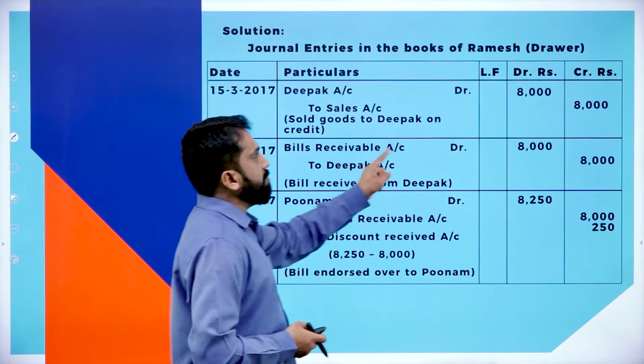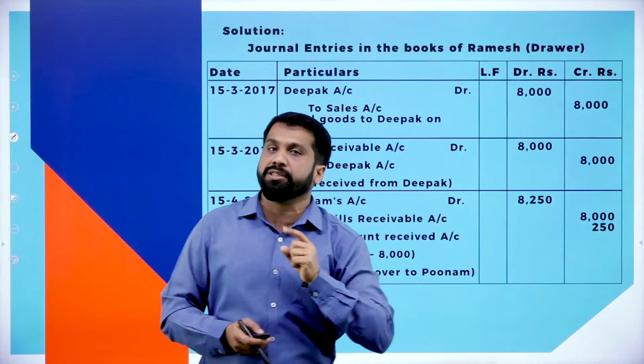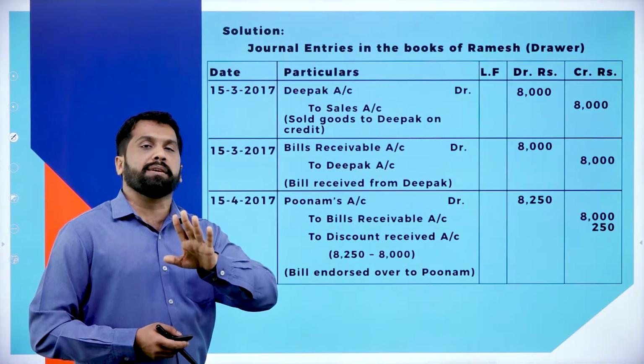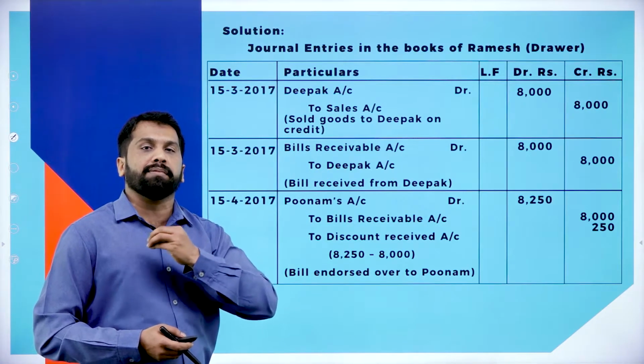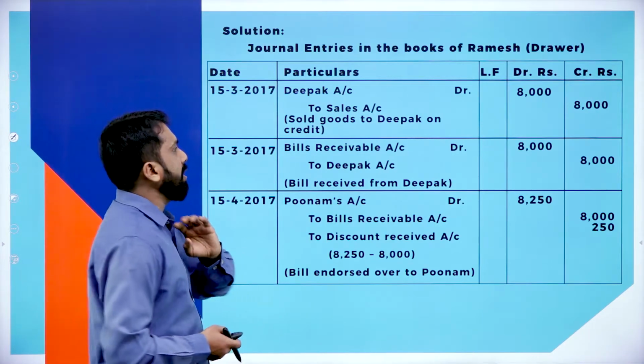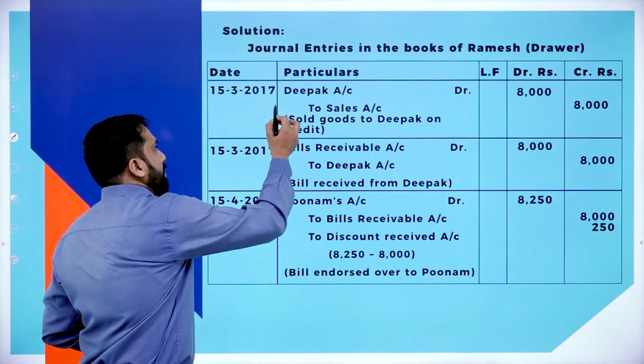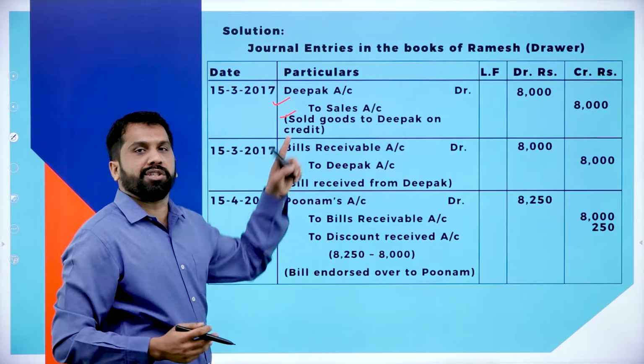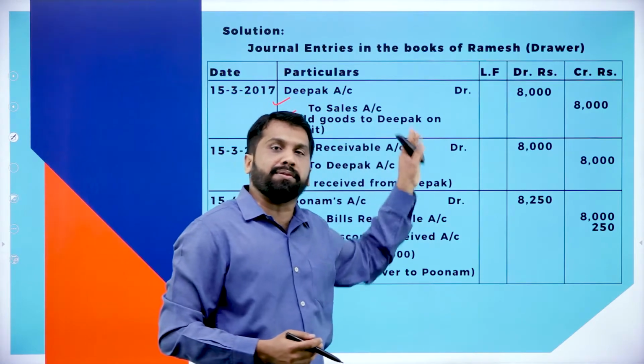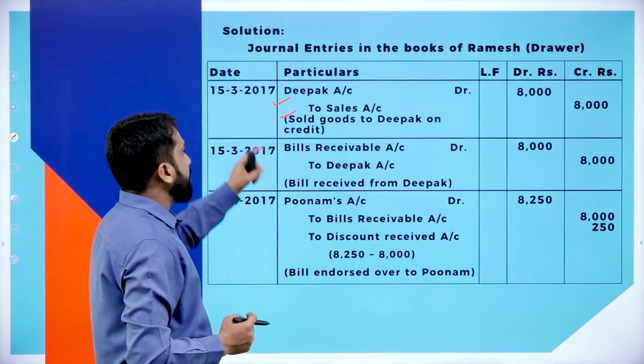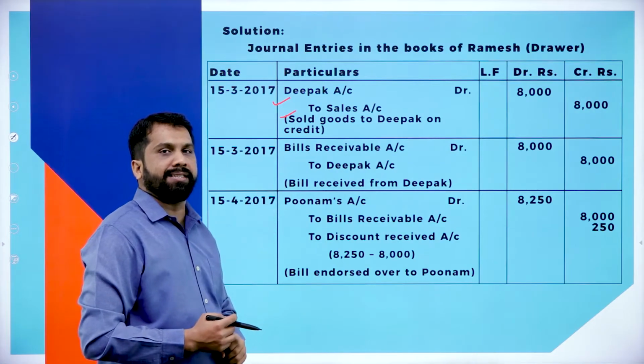Journal entries in the books of Ramesh. Who is Ramesh? Drawer. I am Ramesh. Remember, I am the owner, I am the drawer. Now, Deepak account debit to sales. You know this journal entry. In the beginning only, I told you these journal entries. Deepak account debit to sales account.